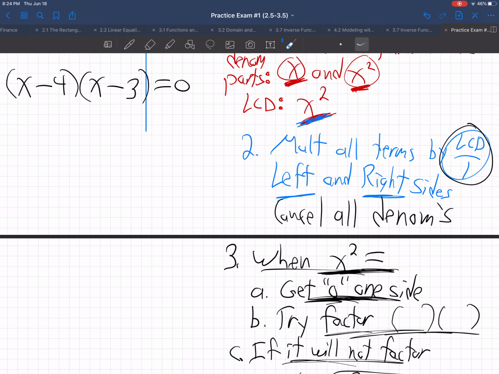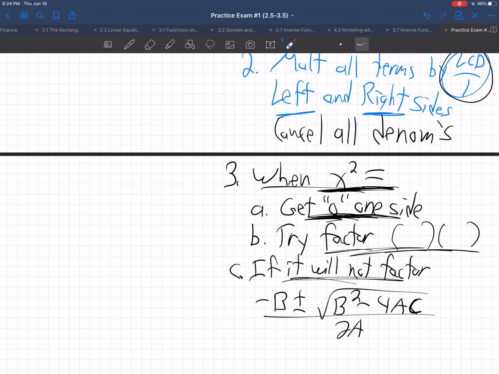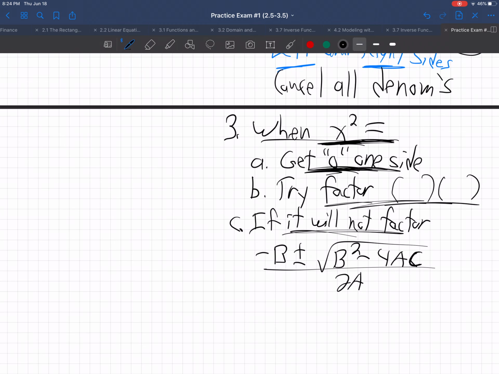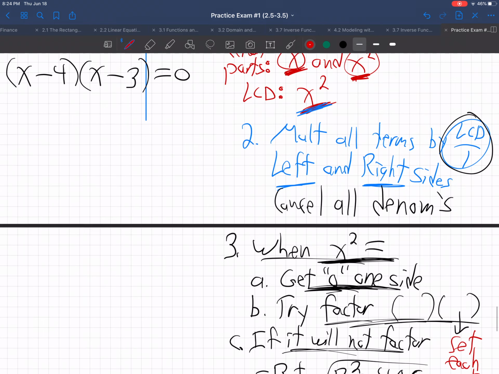Okay, now what? I should have probably added down here. I didn't leave room. Try to factor and then set each part equal to 0 and solve both. Now there's the steps. Definitely put those steps on your notes. You get notes for each exam, a full sheet of notes.